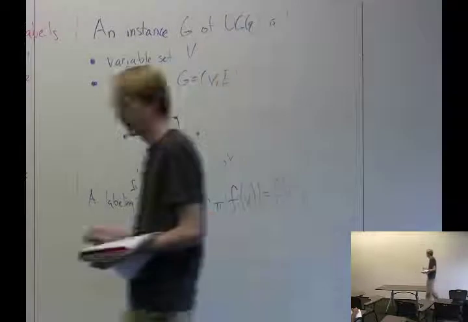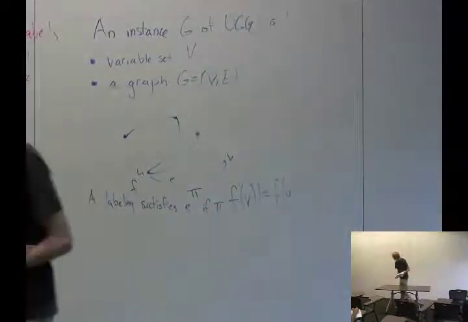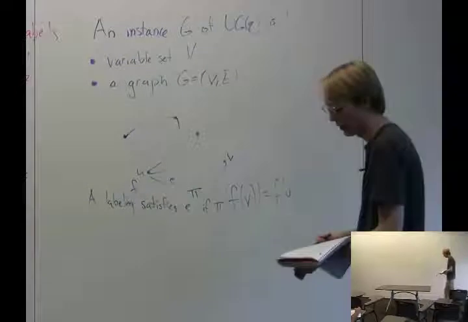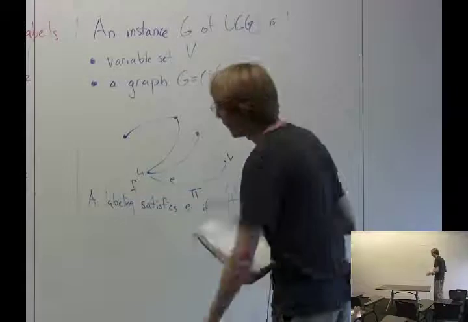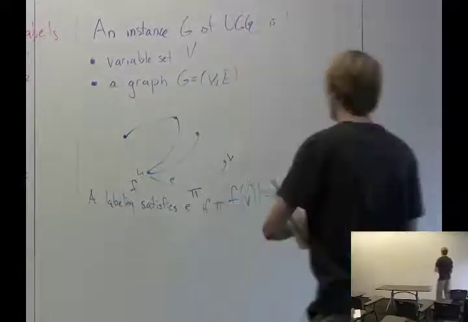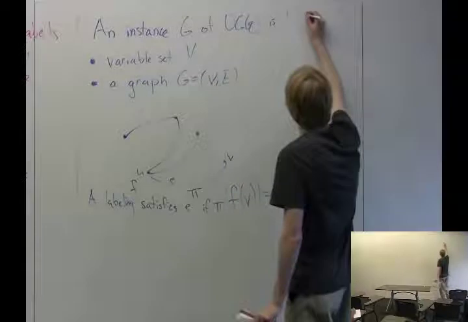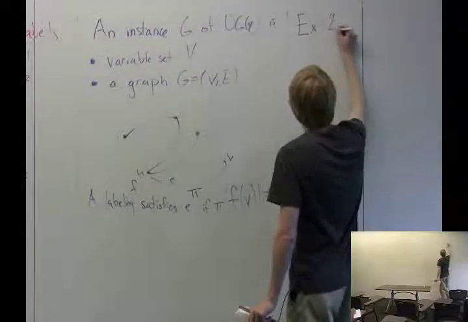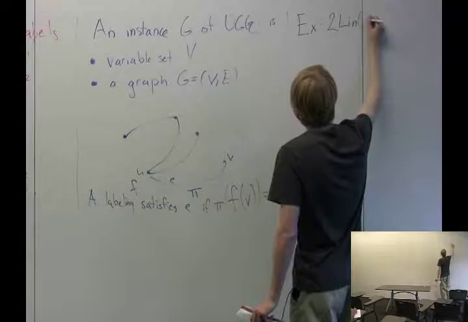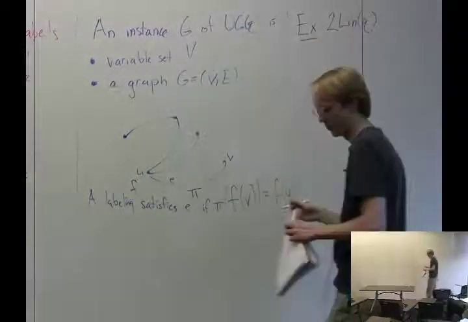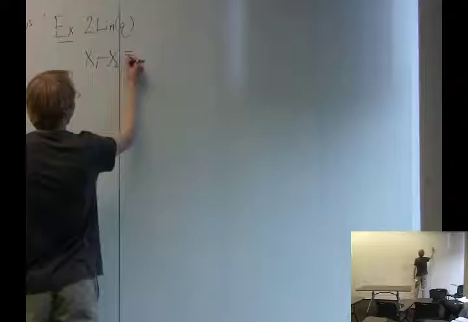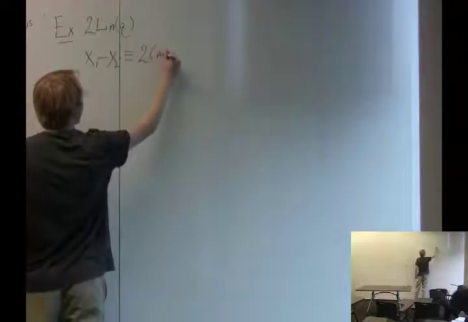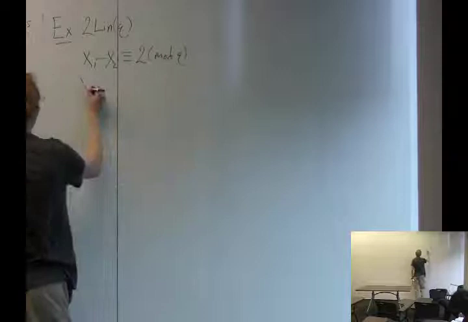Okay, so this is kind of like an abstract definition. So what is a concrete example of the unique games problem? And the most common example, almost any time you ever see unique games, you're going to see this one example. It's called 2-Lin mod q. And it corresponds to the problem where you're given some 2-variable linear equations modulo q. And they all look like this. So you're going to have variable 1 minus variable 2 equivalent to some number, mod q. And you're given a big set of these.